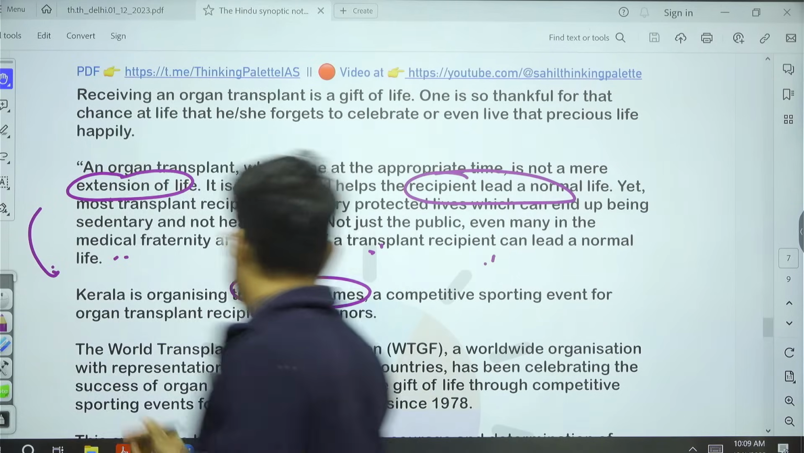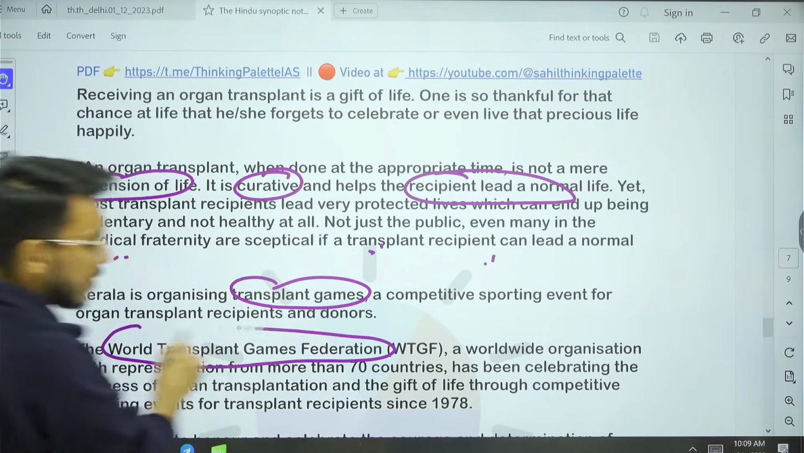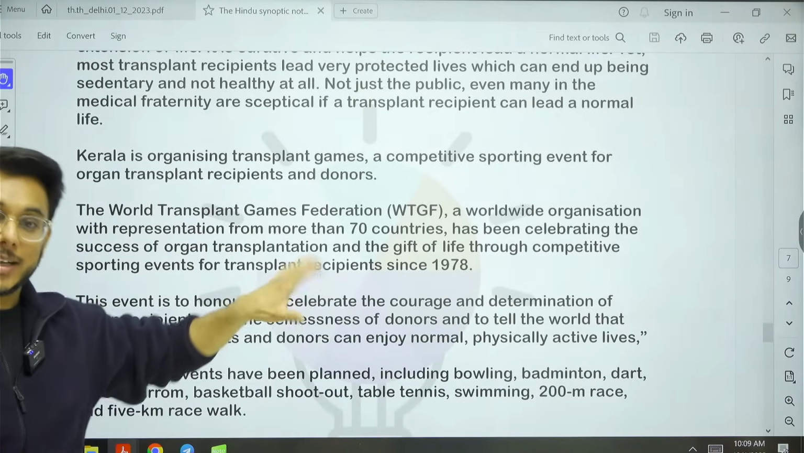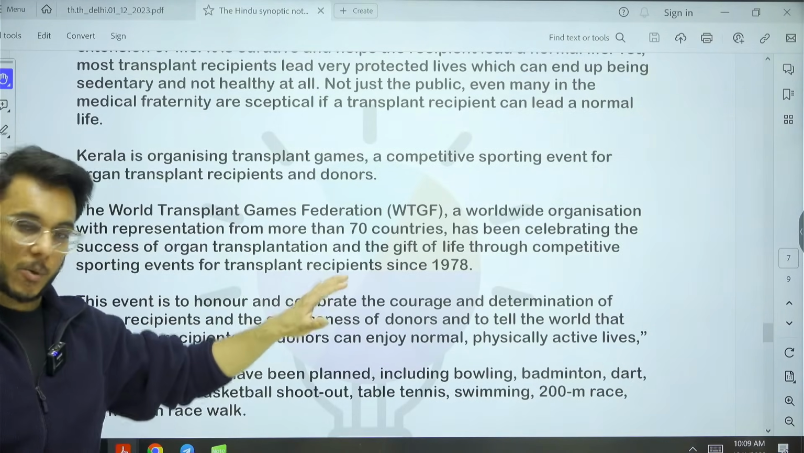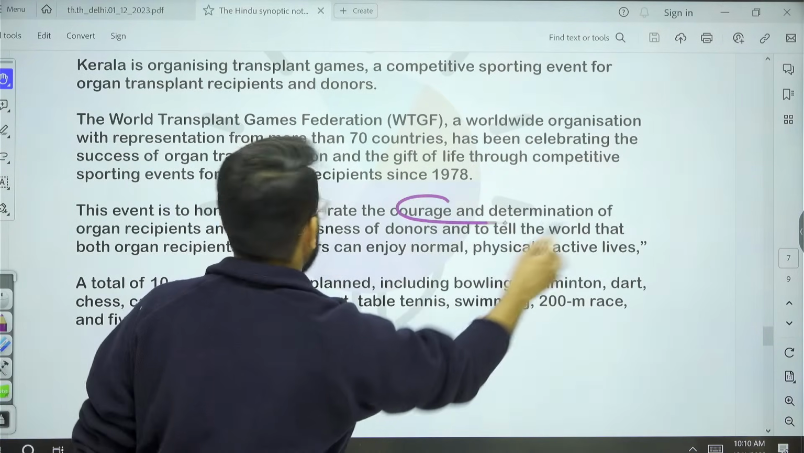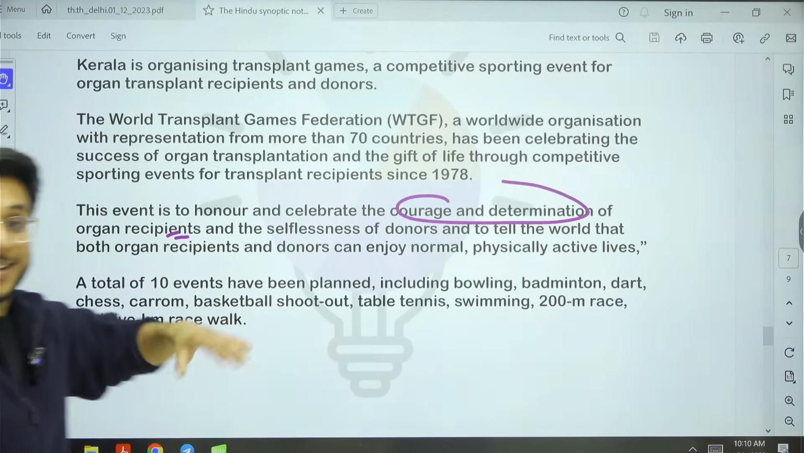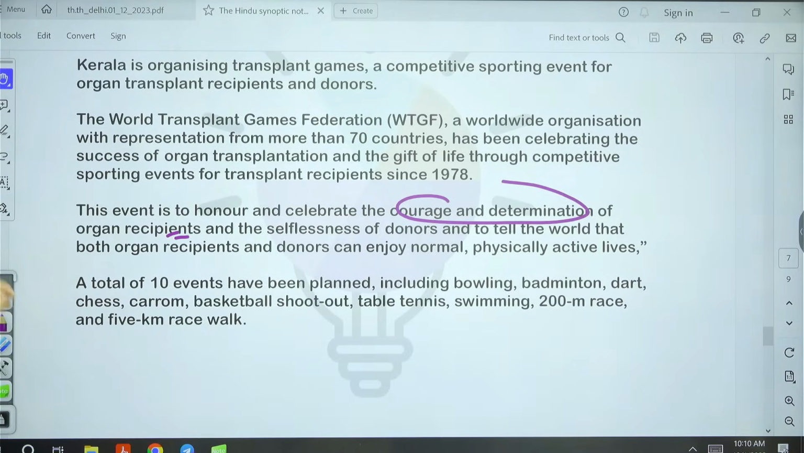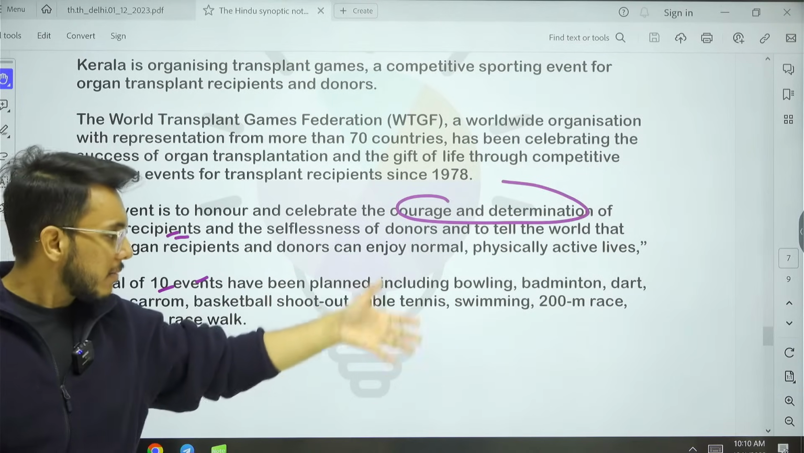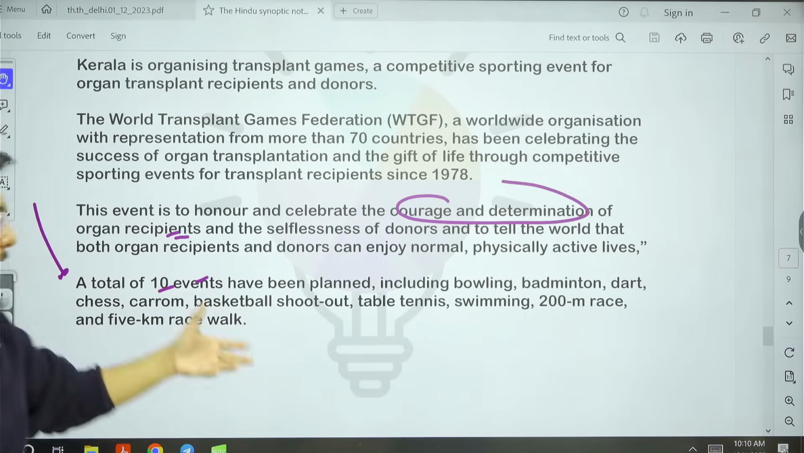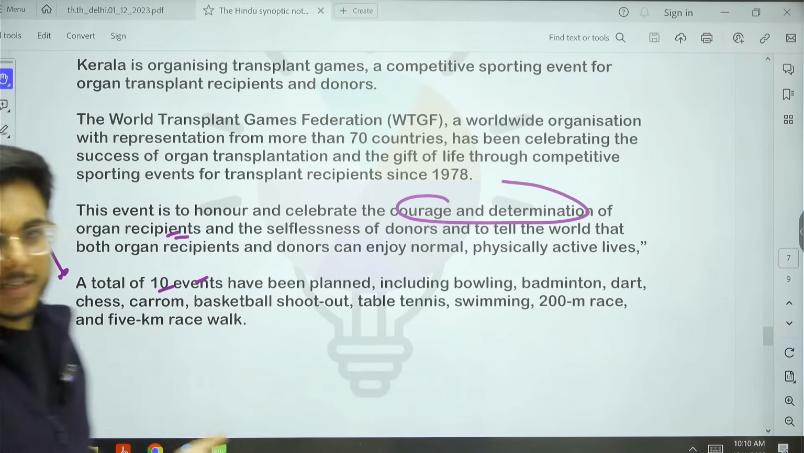And there is also, guys, the World Transplant Games Federation. It is a worldwide organization, okay, in which 70 countries participate. They also hold these games. Okay. Now, this particular event will honor and will celebrate the courage and determination of organ recipients and selflessness of donors who have donated their organs. Okay, so this is the event that is going to be organized, and total 10 events will be there, such as bowling, badminton, dart, chess, carom, basketball. Okay, all these things will be there.